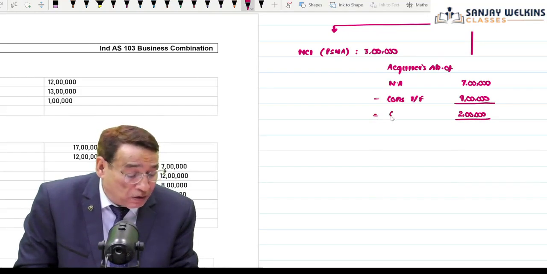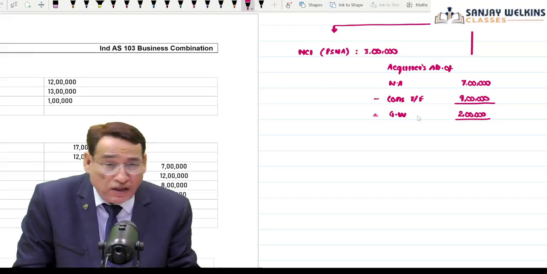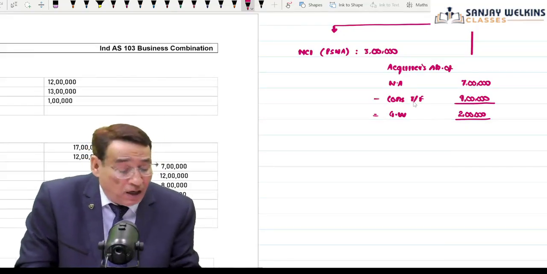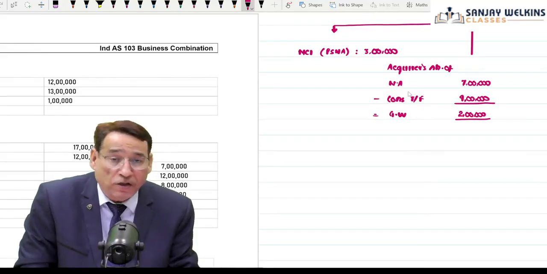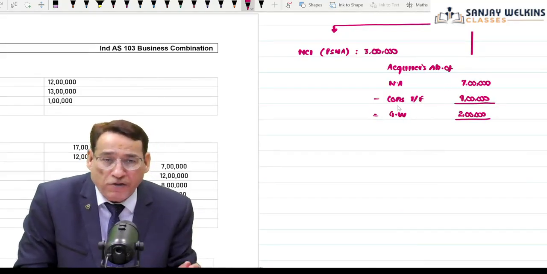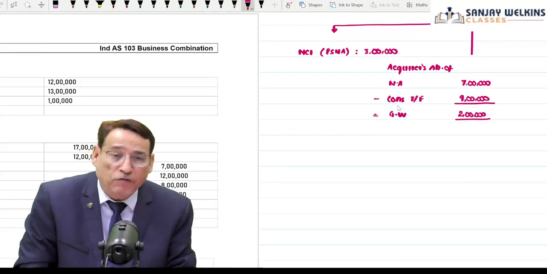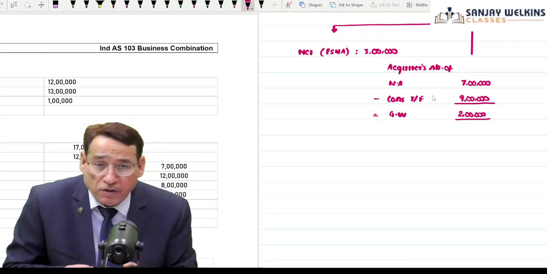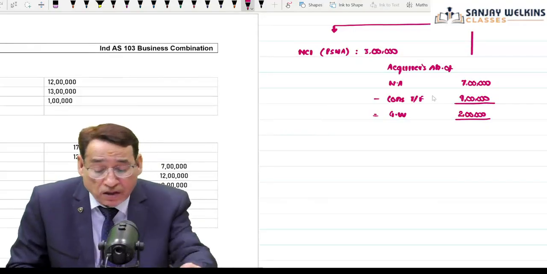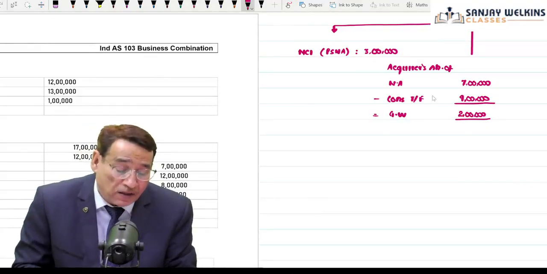So in case your amount of consideration is more than the share of net assets, then it will be goodwill. And in the other case, if the amount of consideration happens to be lesser than the share, obviously in that case, there will be capital reserve or gain on bargain purchase, as we call it. Is it clear to you or not? Is it clear? So this is how the accounting standards unfold.